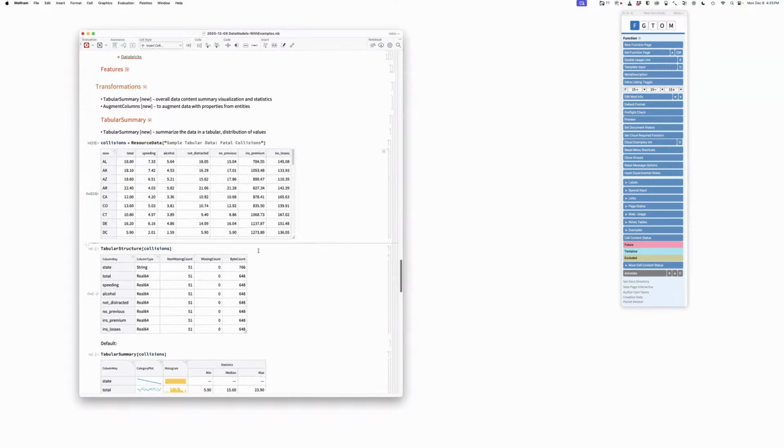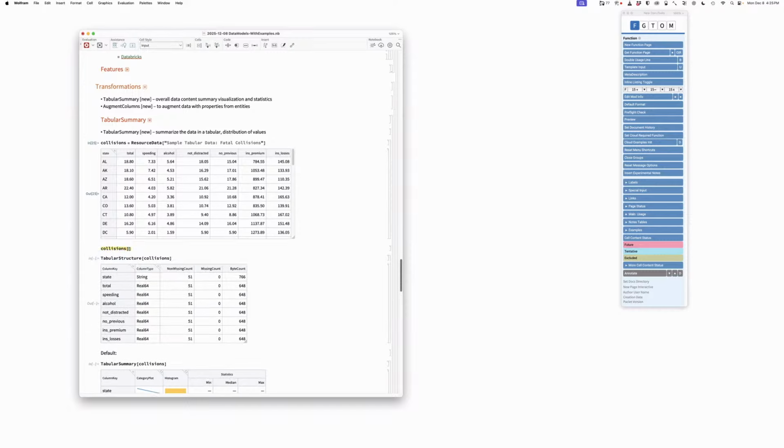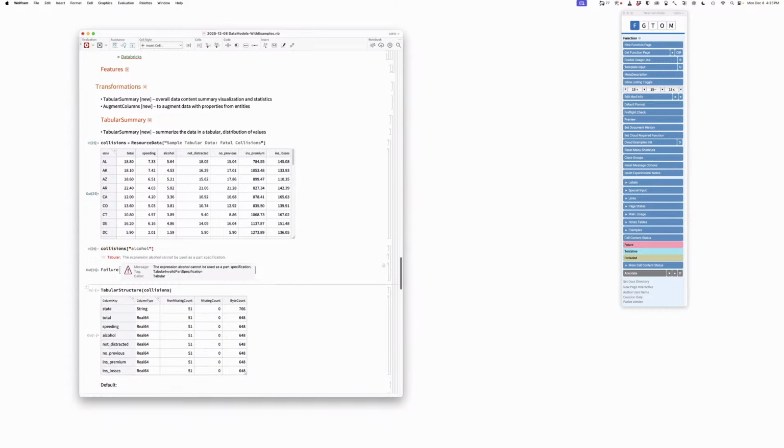I understand. But what if I just wanted the max of column 3 here? How would I get it? Then you would just say... no, tabular summary. No. Without using tabular summary. I see. I know how to do it. I can say something like all comma something, and I do max.